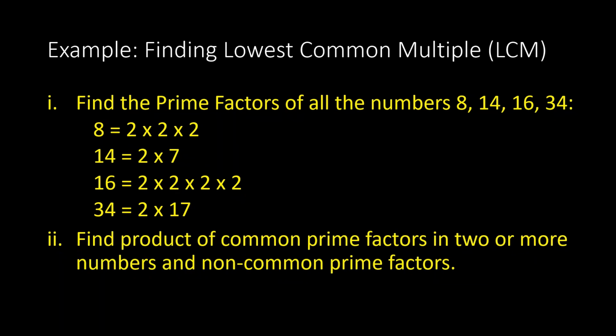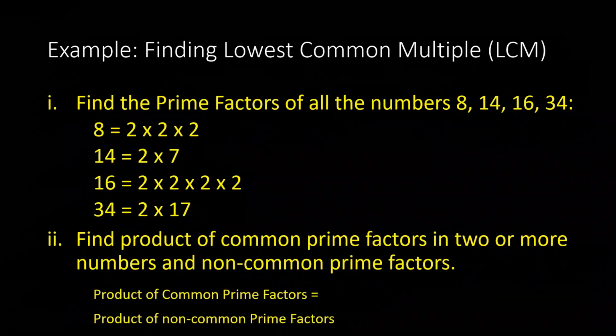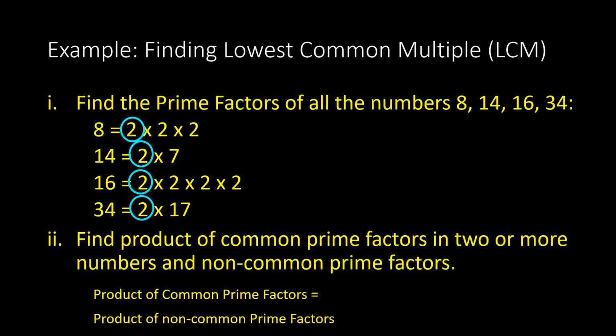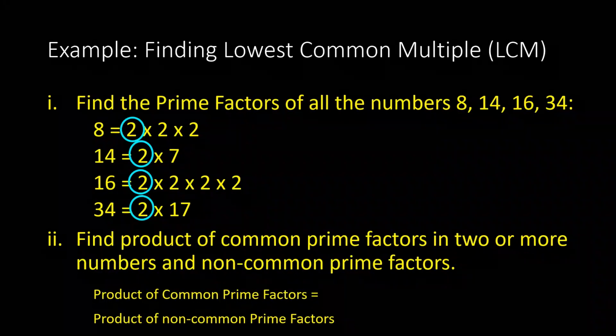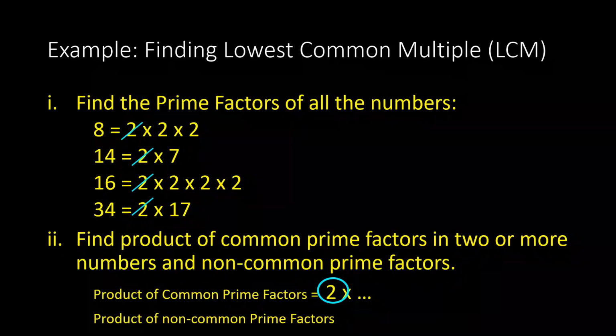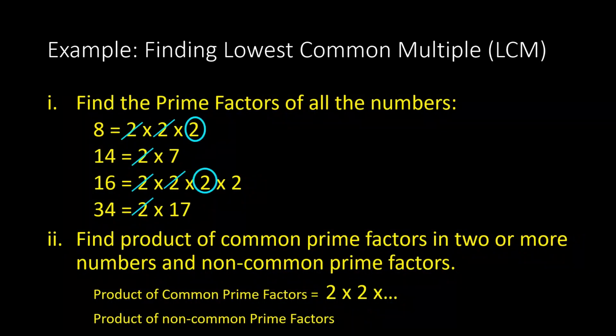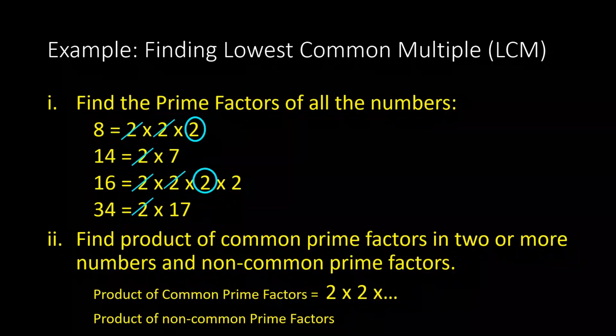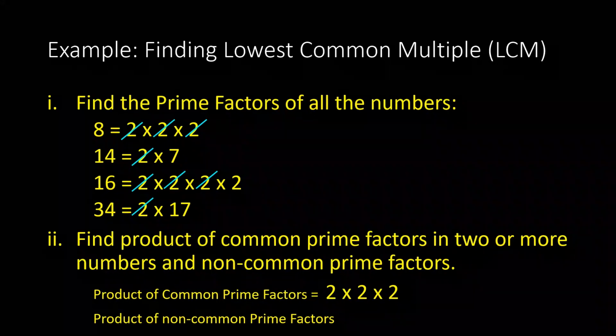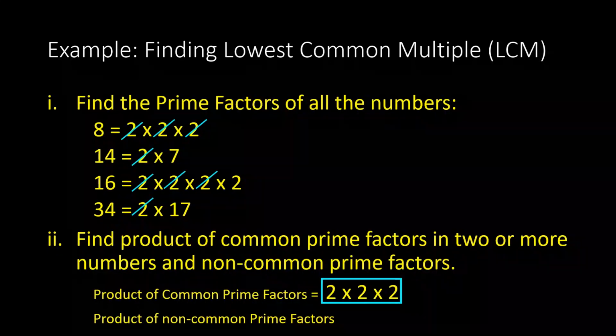Now find the product of common prime factors in two or more numbers and non-common prime factors. The 2's shown are common to two or more numbers. So, place a 2 here. These 2's that are highlighted are also common to two or more numbers. And so we place a 2 here. And these 2's highlighted are also common to two or more numbers. So we place a 2 here. The product of common prime factors is 2 times 2 times 2.